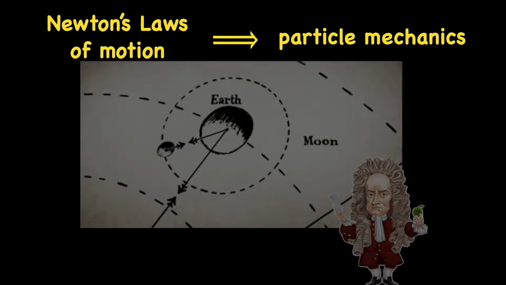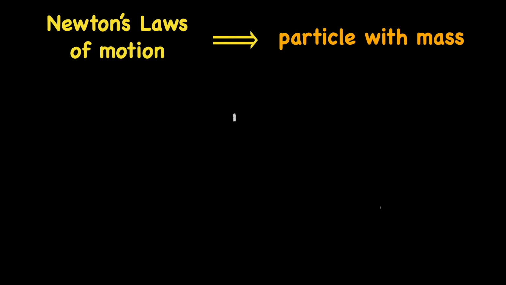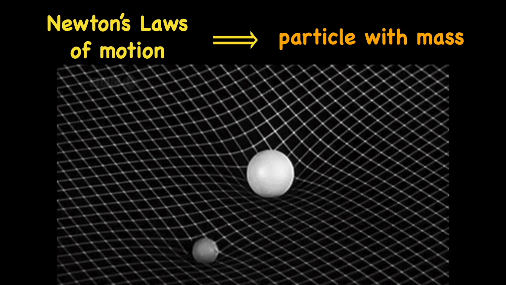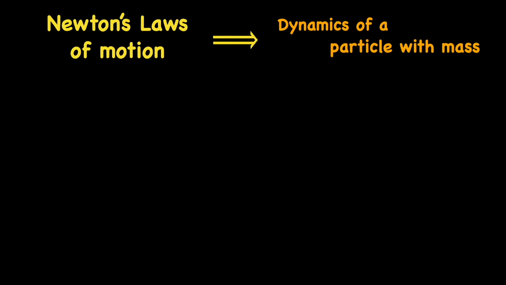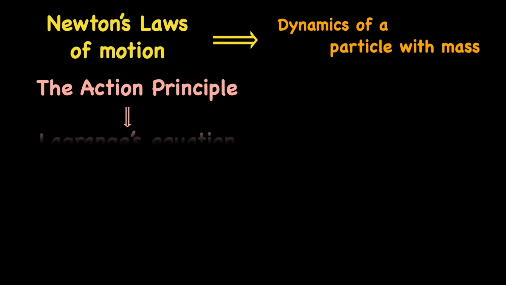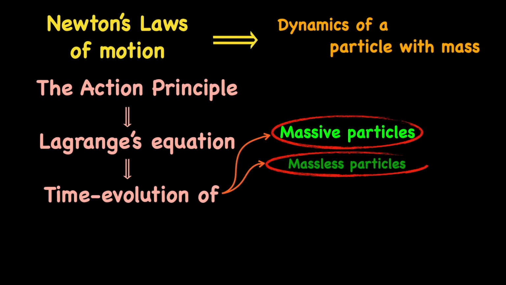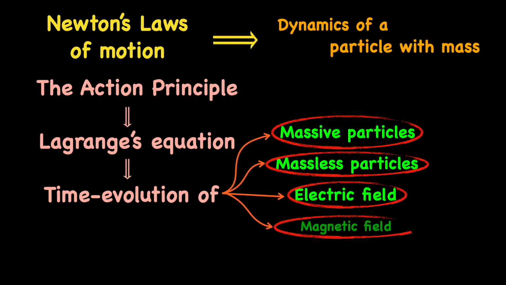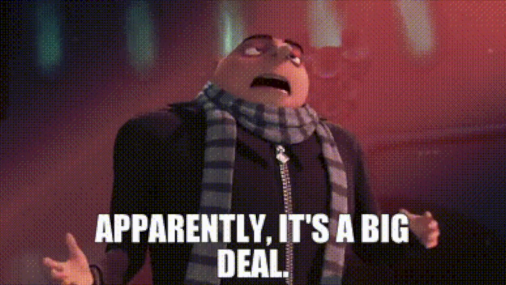You see, Sir Newton's laws are only applicable to objects that have mass. That is, we can get the dynamics or time evolution of a massive object from Newton's law. But the action principle through the Lagrange's equation can reveal the time evolution of any system. Massive objects, massless ones like a photon, even the time evolution of electric, magnetic and gravitational fields. It is indeed a big deal.